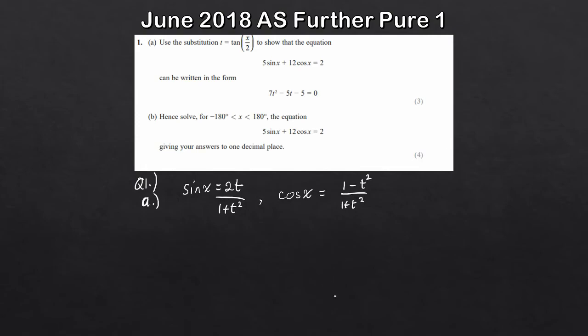Now all I need to do is use my equation, 5 sin x plus 12 cos x equals 2, and replace it with our t formula here. So that's going to be 5 lots of 2t over 1 plus t squared, plus 12 lots of this here, so 1 minus t squared over 1 plus t squared. And this is equal to 2.